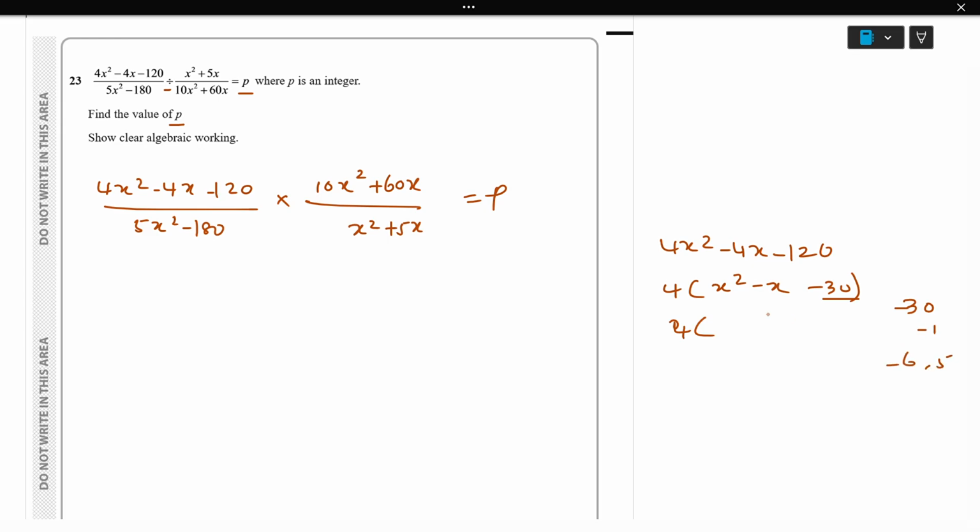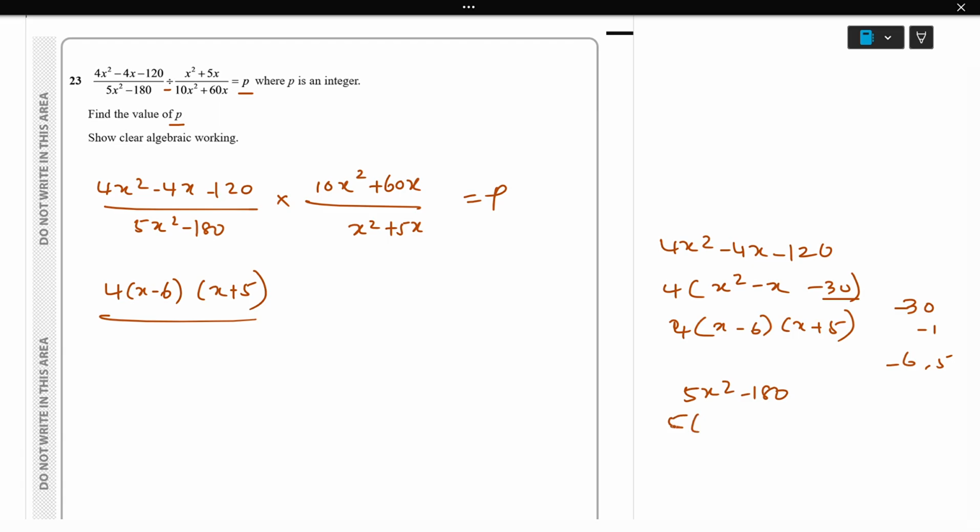So minus 6, 5. So x minus 6 and x plus 5. Okay, this part is going to be 4 into (x minus 6)(x plus 5). The denominator part I will do here: 5x squared minus 180.